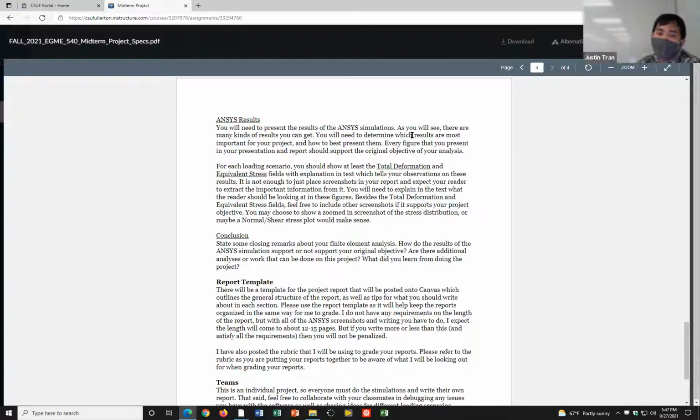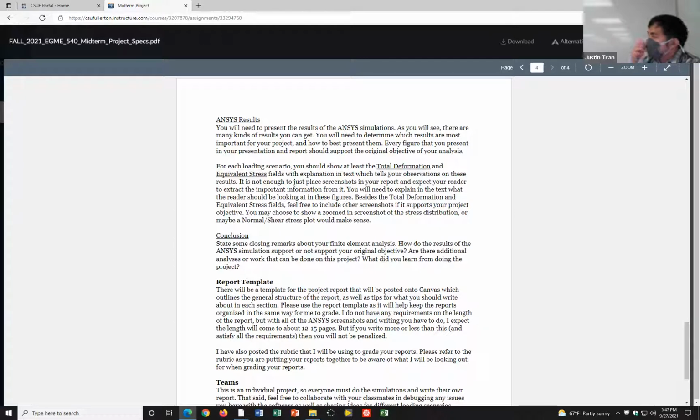But another thing that I want you to have is some explanation in the text. What I don't want for your results section is to just put in 20 different screenshots from ANSYS with no explanation. In the text, I want you to explain, here is my result for the total deformation. The maximum deformation is this, and you can see it at this location right here.